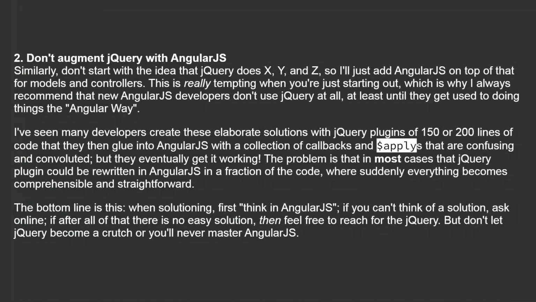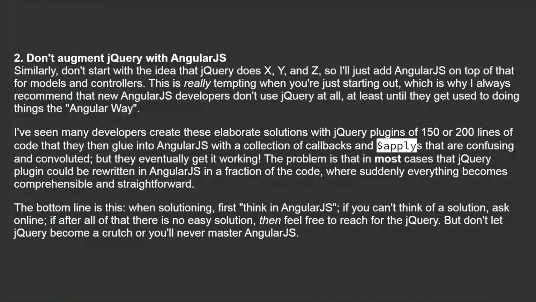2. Don't augment jQuery with AngularJS. Similarly, don't start with the idea that jQuery does X, Y, and Z, so I'll just add AngularJS on top of that for models and controllers. This is really tempting when you're just starting out, which is why I always recommend that new AngularJS developers don't use jQuery at all, at least until they get used to doing things the Angular way.